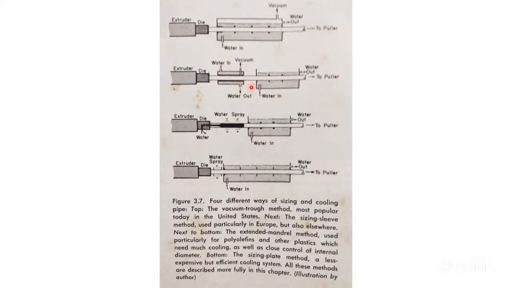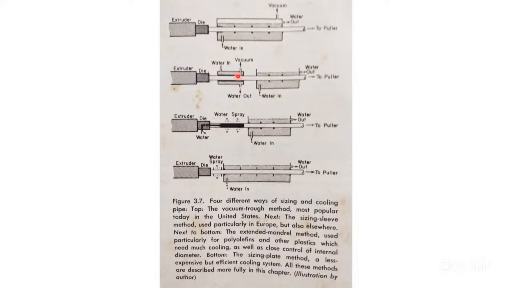Now, if you see the second figure, that is called the sizing sleeve method. Again, extruder die. See, this gap is again, I told you, 2 to 8 inch between the die and the sizing unit. See the water in here, water out here. And it's a vacuum. Completely vacuum is there.